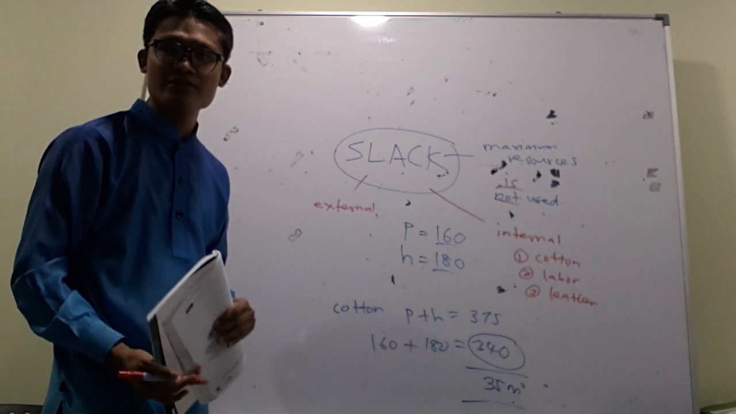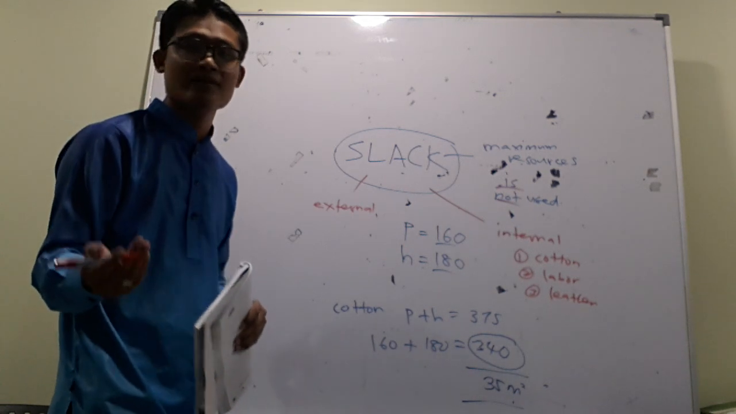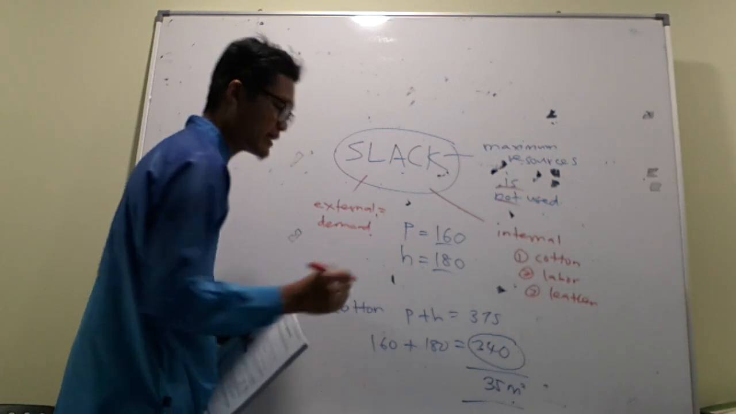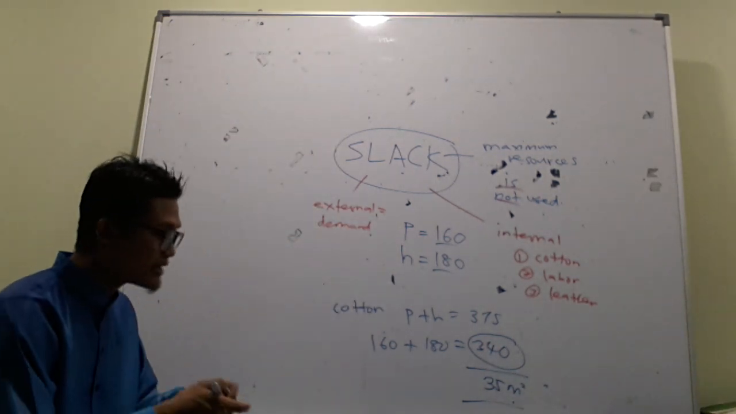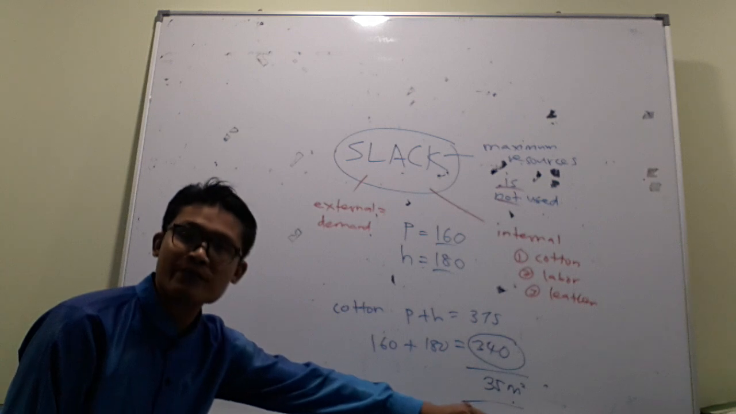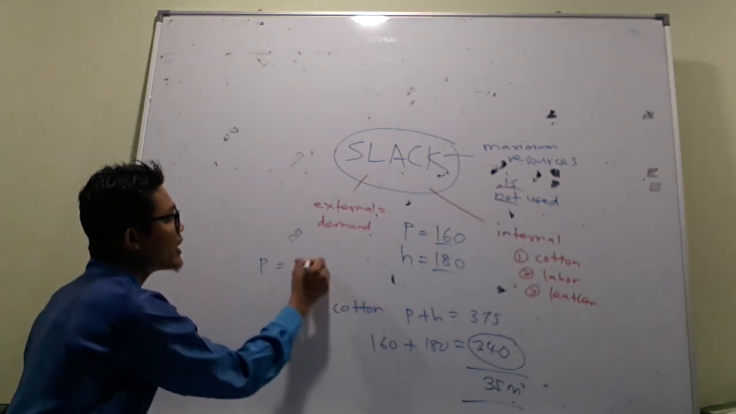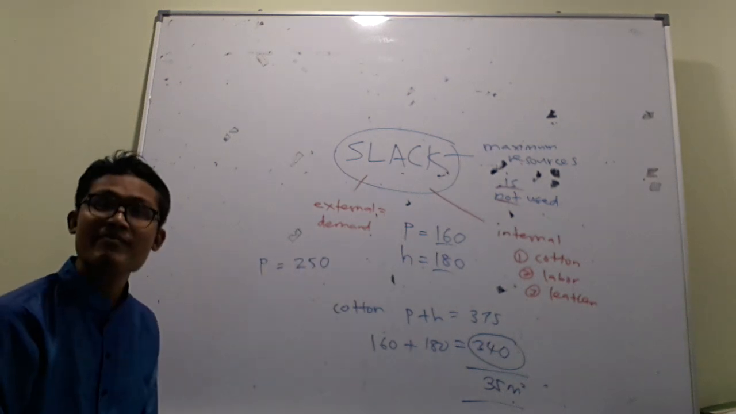What is our external resource? Our demand. What is the demand outside? Then you know that we have one equation of demand. The demand of P, and what is that? We say that P is equal to 250. That's the maximum demand.